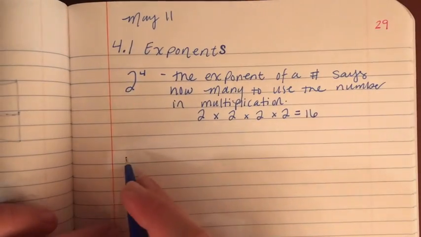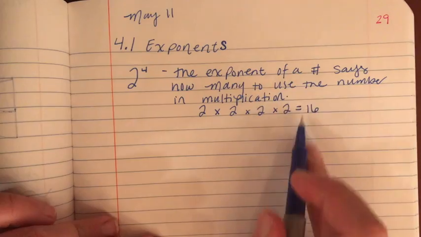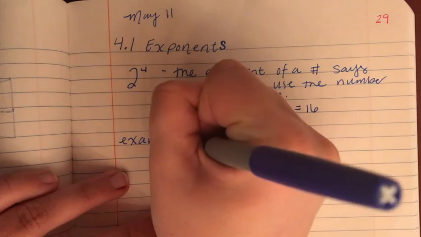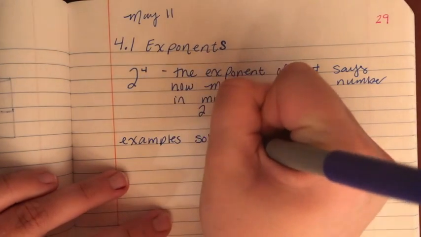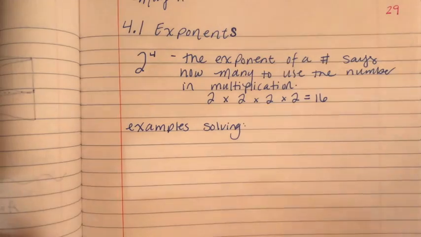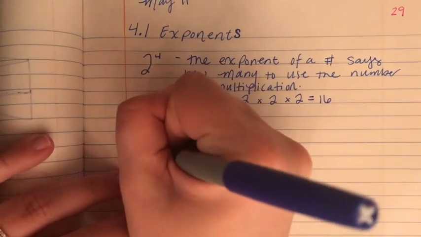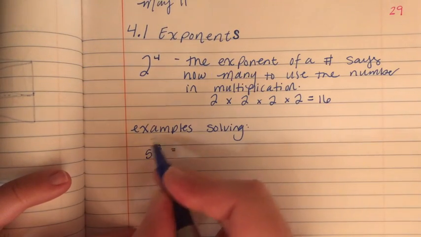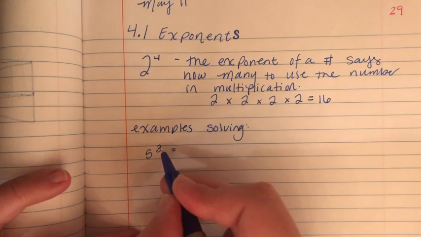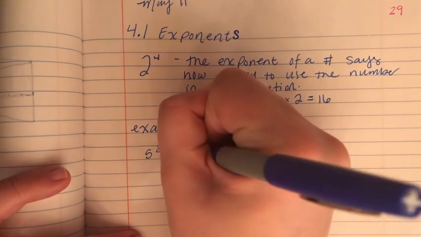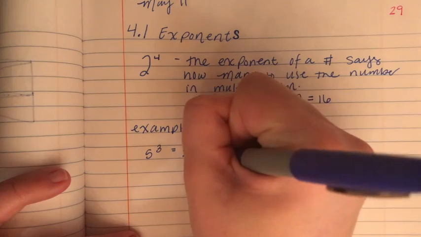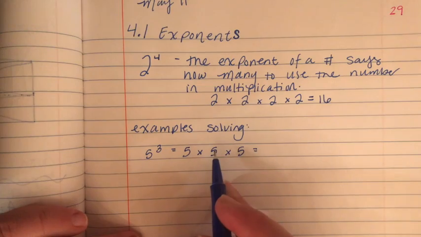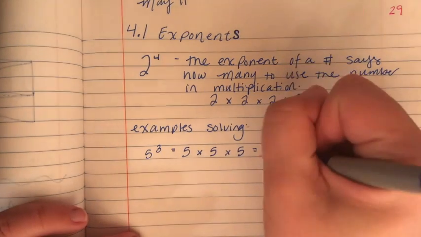Okay, so let's do some practice going from here to writing it out to solving. And let's start with 5 to the 3rd power. So this does not say 5 times 3. The answer is not 15. It is 3 5's being multiplied together. So we get 5 times 5 times 5. 5 times 5 is 25. 25 times 5 is 125.